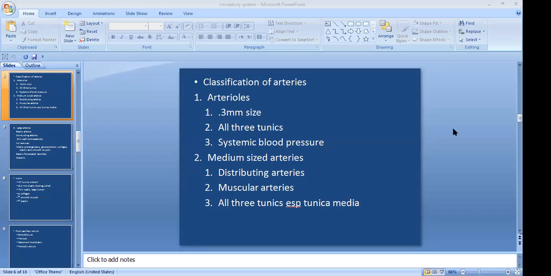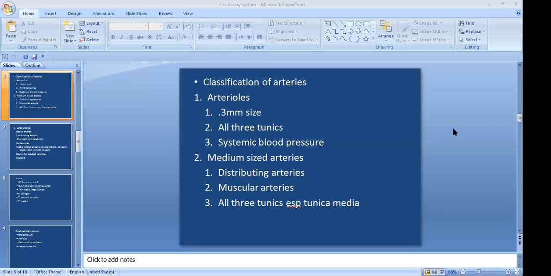Now, medium-sized arteries are bigger than the arterioles. The medium-sized arteries have two other names: distributing arteries and muscular arteries. They have all three tunicae, but the tunica media is usually very thick, sometimes reaching up to 40 layers.